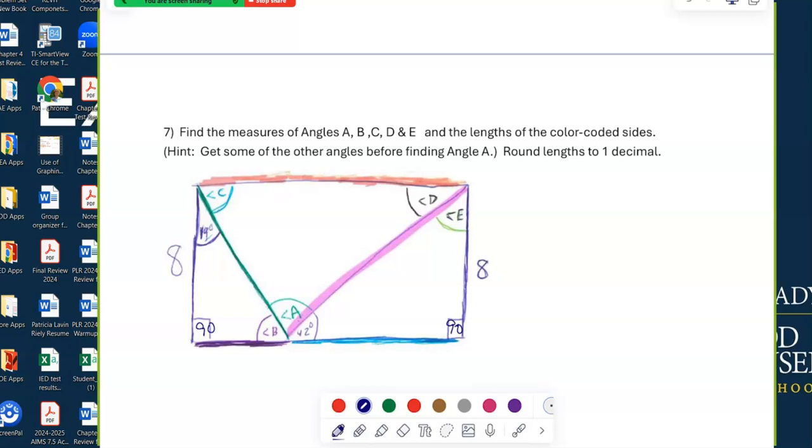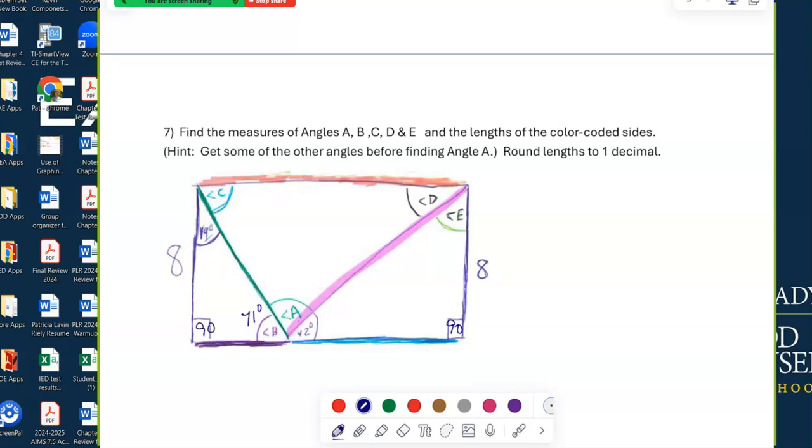Can't I now get angle B? Because I know it's a complement to that 19-degree angle. So to get angle B, you would say 90 minus 19. That gives me an angle right here of 71 degrees. Okay, so that's nice. What else do I know now?